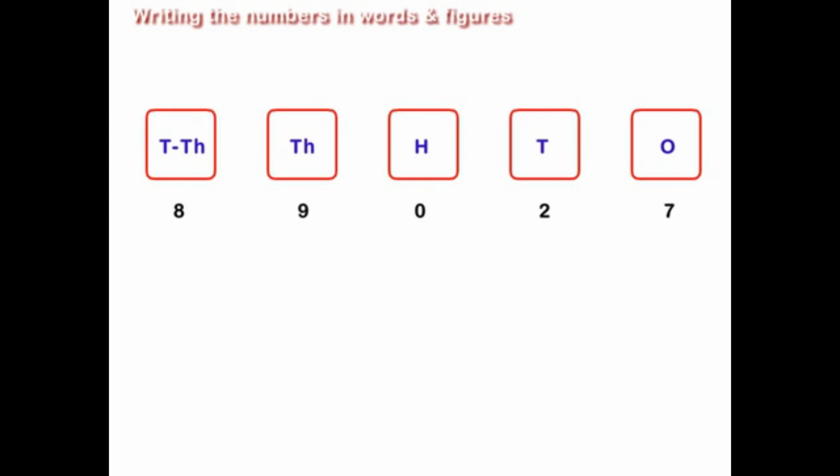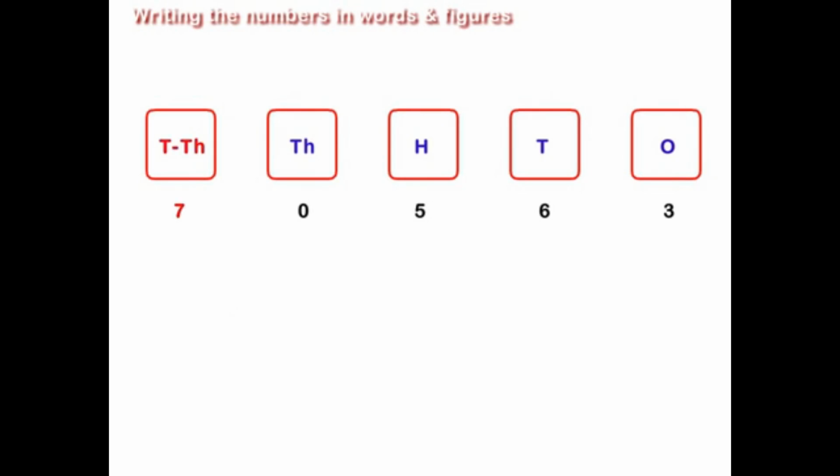Writing the numbers in words and figures. Suppose we have 8 at 10,000's place, 9 at thousands place, 0 at hundreds place, 2 at tens place and 7 at ones place. In figures, it is written as 89027 and in words as 89,027.